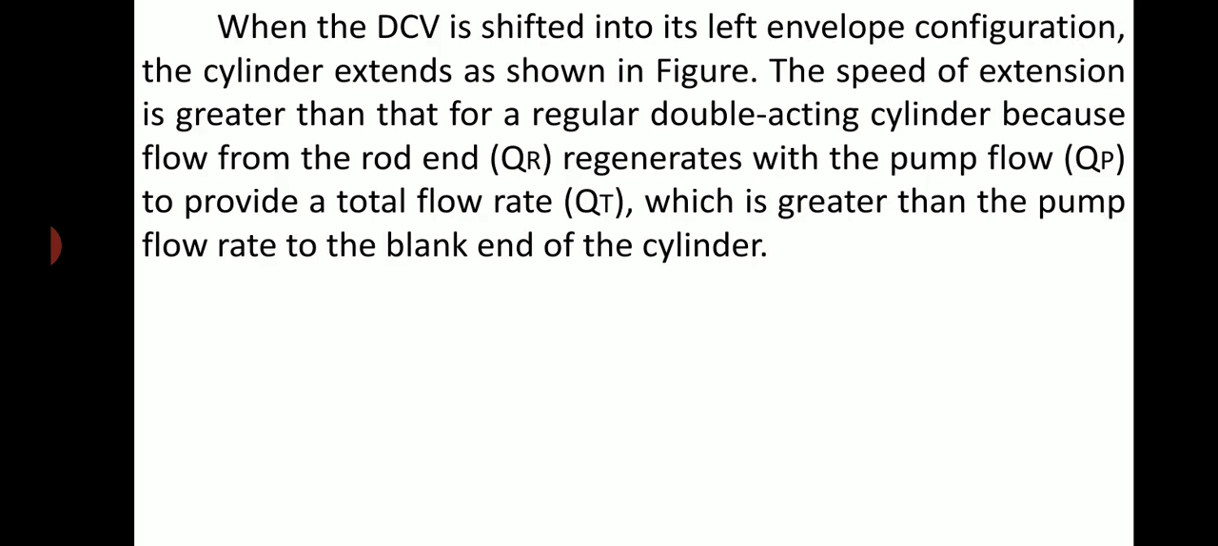When the direction control valve is shifted into its left envelope configuration, the cylinder extends as shown in the figure. The speed of extension is greater than that for a regular double acting cylinder because flow from the rod end, QR, regenerates with the pump flow, QP, to provide a total flow rate, QT, which is greater than the pump flow rate to the blank end of the cylinder.